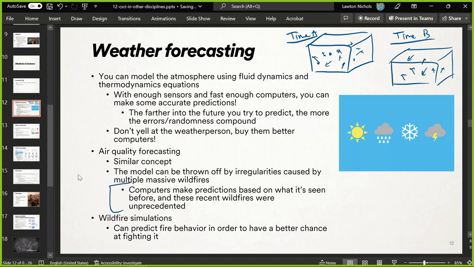Because they're trained, right? You can think of it as machine learning, and computers are trained to predict based on what's happened before. And it doesn't really know what to do when something so unprecedented happens, like this bad of air right next to us because of all of these wildfires just miraculously happening at once. That was just too much for it. Overloaded it. So yeah, everything's getting better still, day by day.